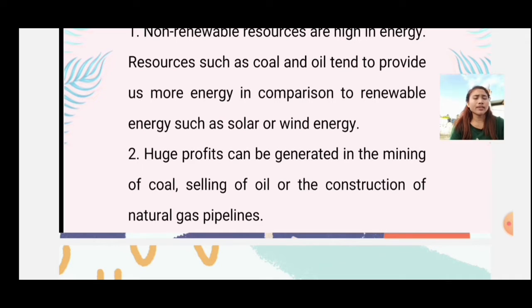Huge profits can be generated in the mining of coal, selling of oil, or the construction of natural gas pipelines. So we can get more profits through mining of carbon.